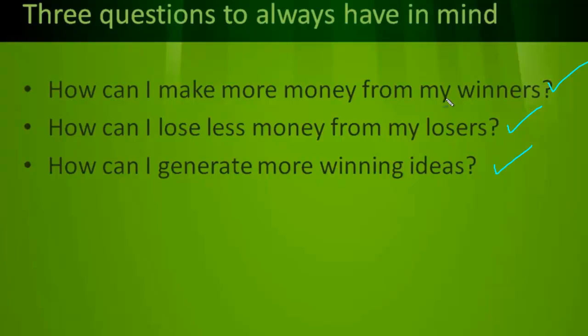The first one is giving you a higher payoff ratio. The second one is also working on your payoff ratio because your losses decrease in terms of your average loss versus average win. And the third is giving you a higher number of trades and even potentially a higher strike rate. So they are simple, but they're important things to work on.